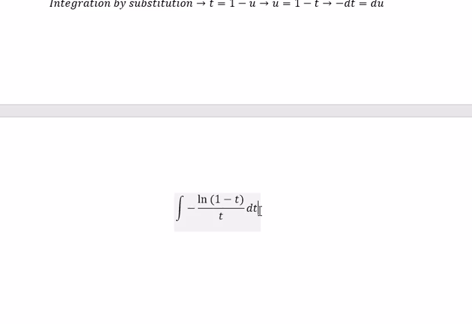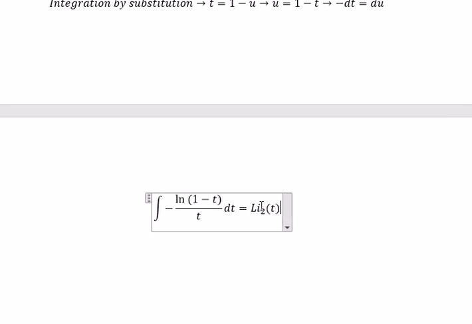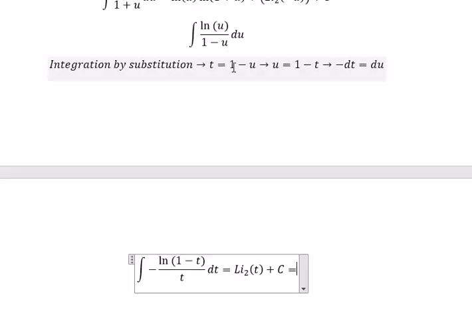For this one, we can get the final answer about the dilogarithm, and that should be Li2 of t. About t, we need to change back for 1 minus u.